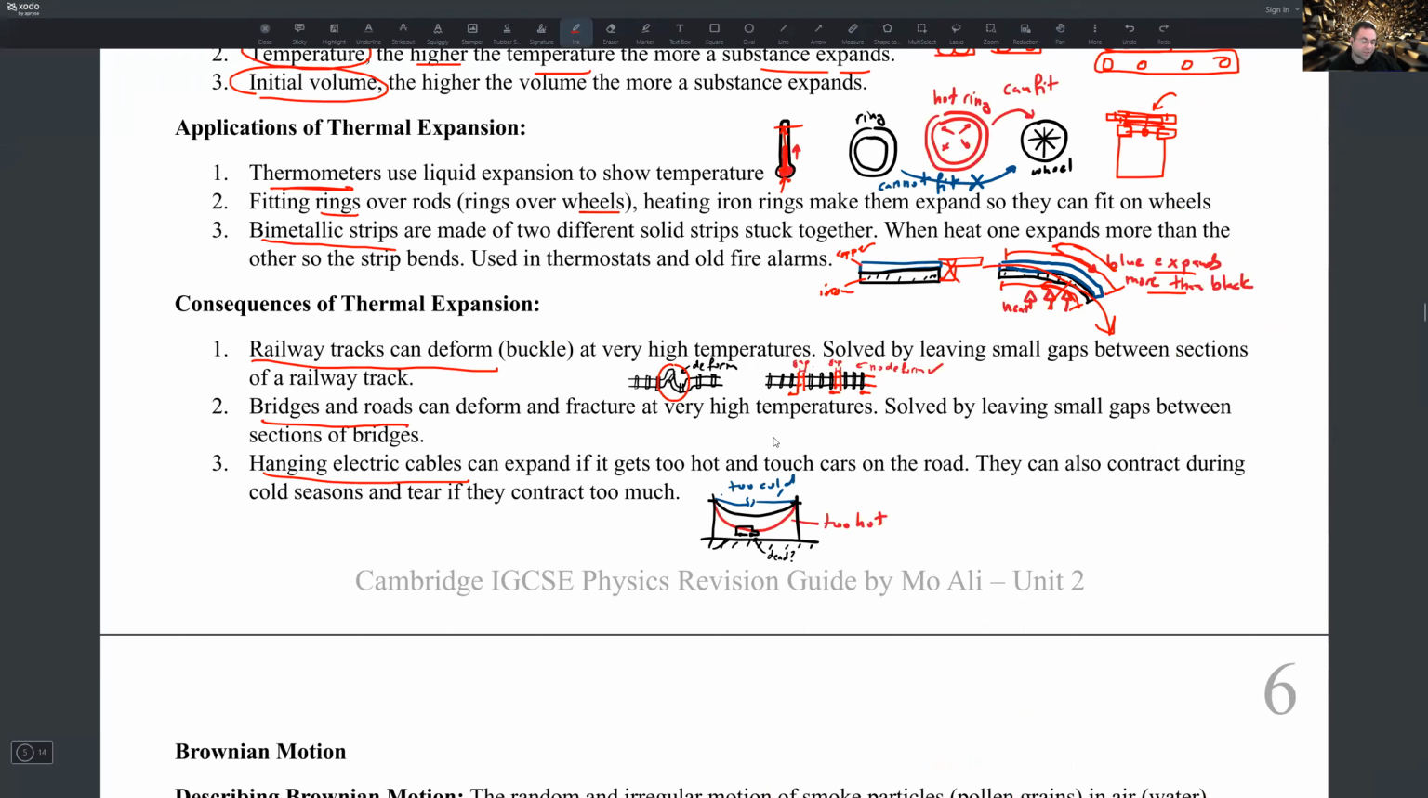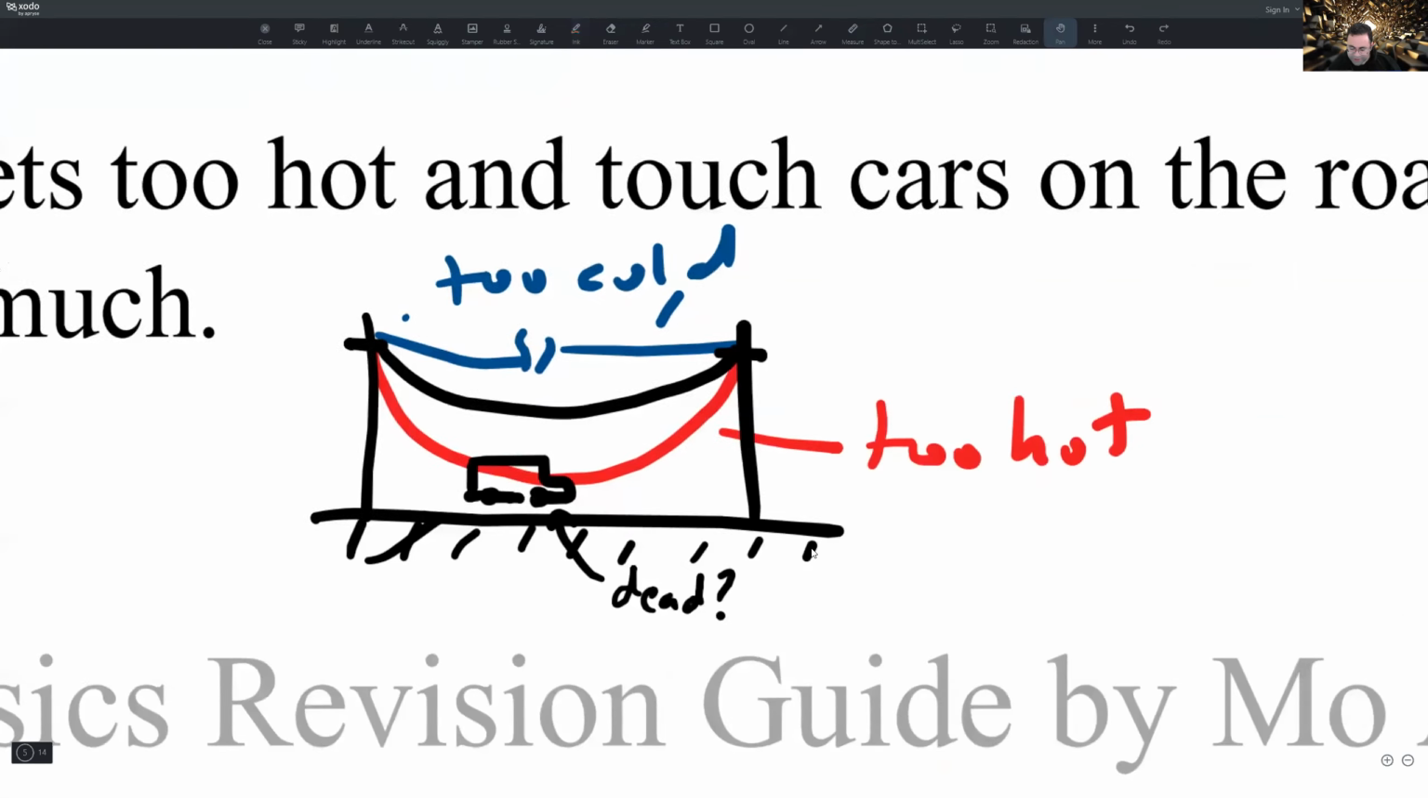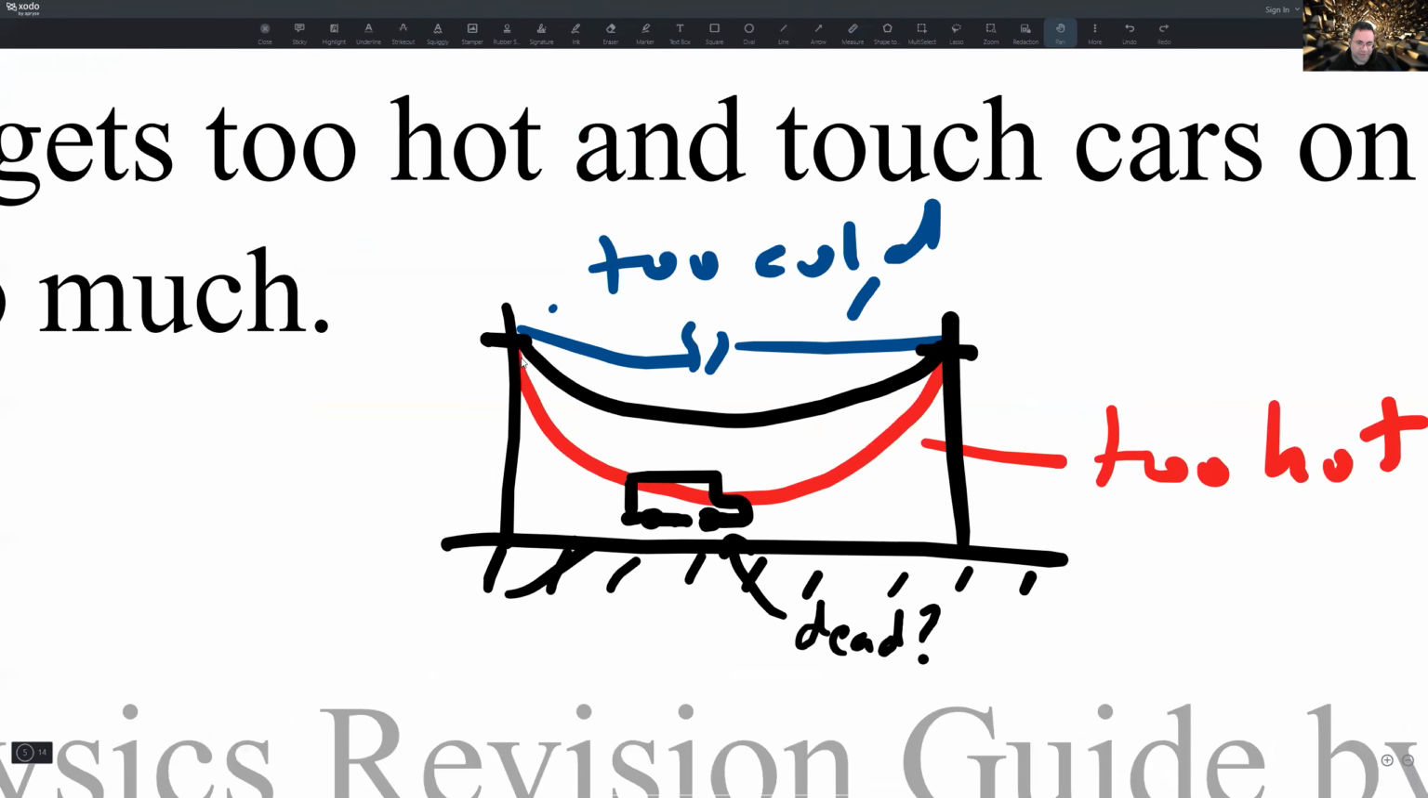What about hanging electric cables? The problem with hanging electric cables is that it's got two problems. Electric cables or telephone cables have to be hung just right. It can't be hung too stretched and it can't be hung too loose, because if it's too loose and the temperature gets hotter, it gets longer and it goes down. And it'll touch your cars, for example, if there are cars down here or people down here.